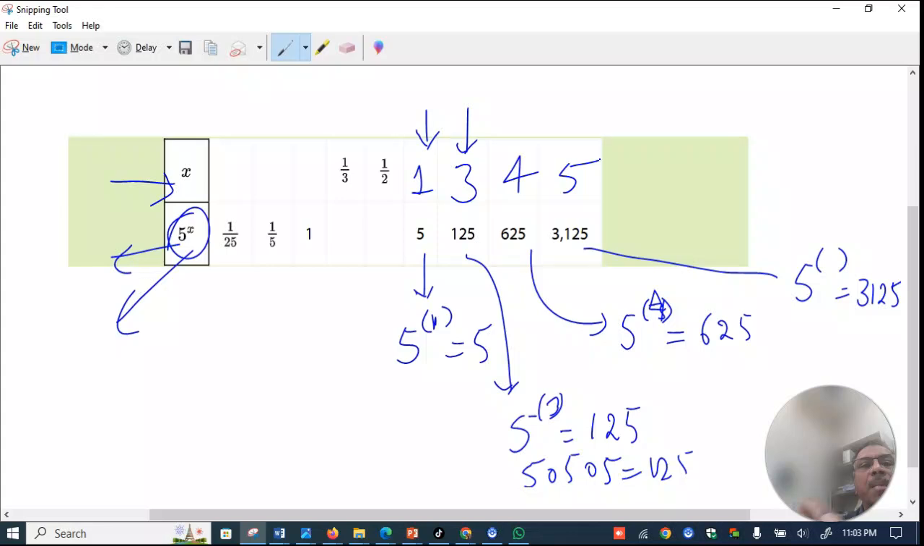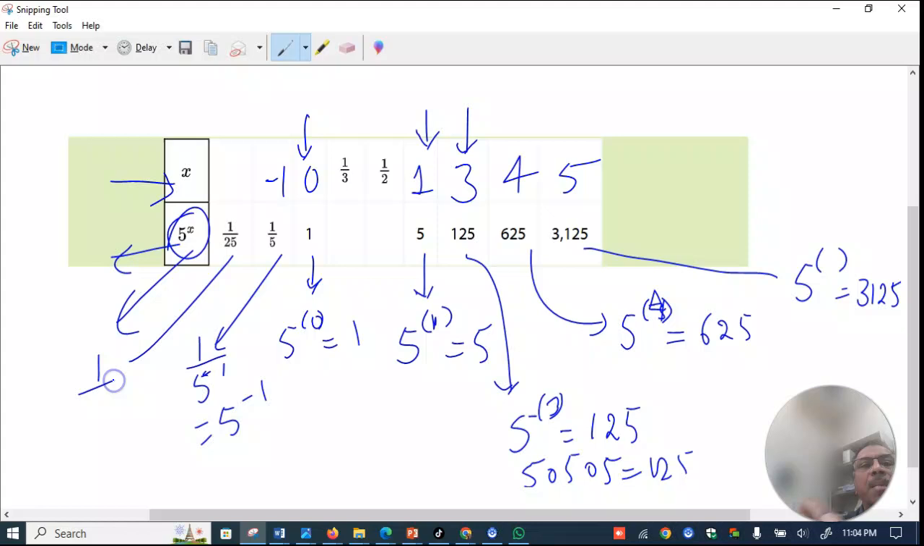Now let's go to this piece. 5 raised to what gives you 1? And you can see it has to be 0. So this becomes 0. Anything raised to 0 is 1. This is 1 over 5, which is 5 raised to minus 1. So this becomes minus 1. This is 1 over 5 squared, and you can use the negative exponent property. This changes to minus 2. So this has to be minus 2.